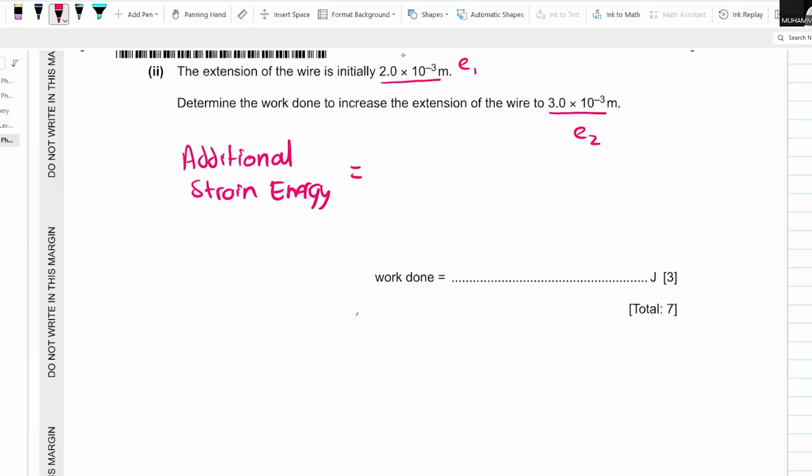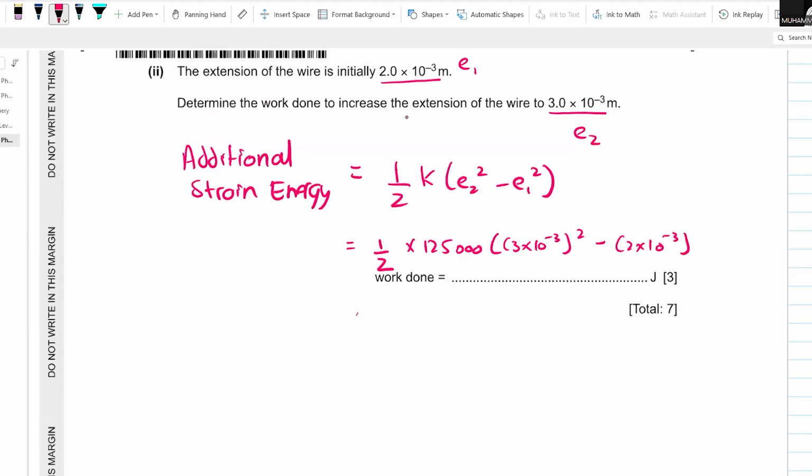What is the formula for additional strain energy, children? Does anyone remember? 1/2 into K into E2 square minus E1 square. 1/2 into what was the value of K? 125,000. What is extension 2? 3 into 10 raised to the power of minus 3 whole square, minus extension 1, which is 2 into 10 raised to the power of minus 3 whole square. What does your additional strain energy come out to be? Additional strain energy comes out to be 0.31 joules.